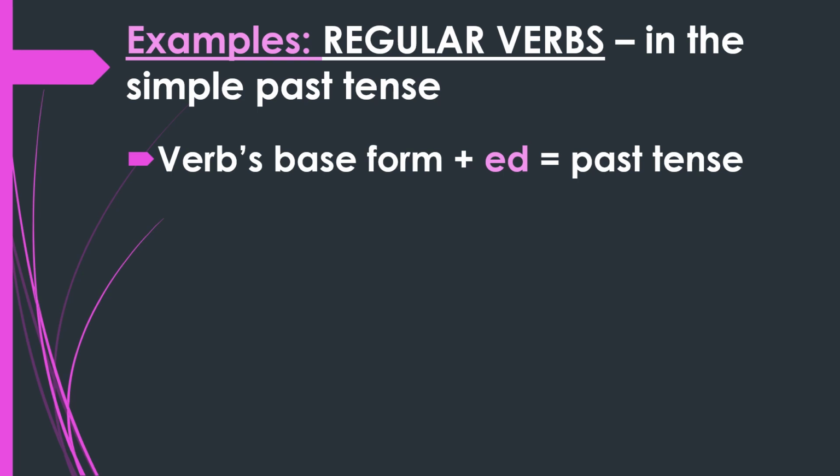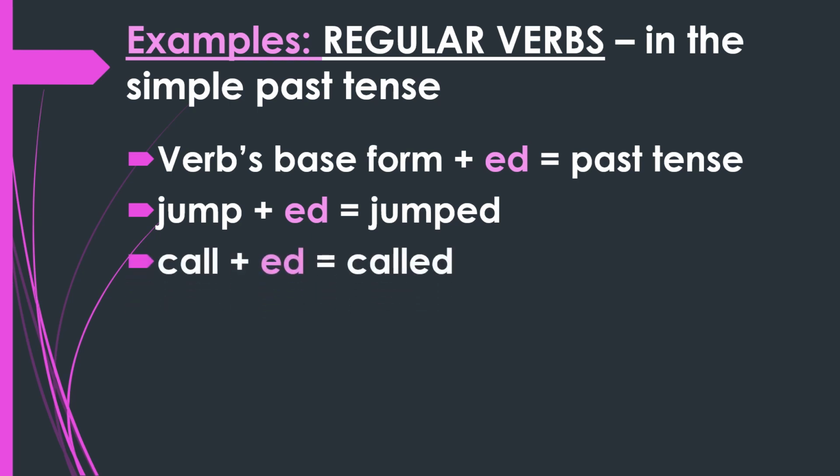The first type of such verbs, we have to add ed to the base form of the verb to get the past tense. Let us see a few examples. Let us take the verb jump, that is J-U-M-P. To this, we have to add ed to get the past tense jumped, that is J-U-M-P-E-D. To the verb call, that is C-A-L-L, we have to add ed to get the past tense and we get called, that is C-A-L-L-E-D.